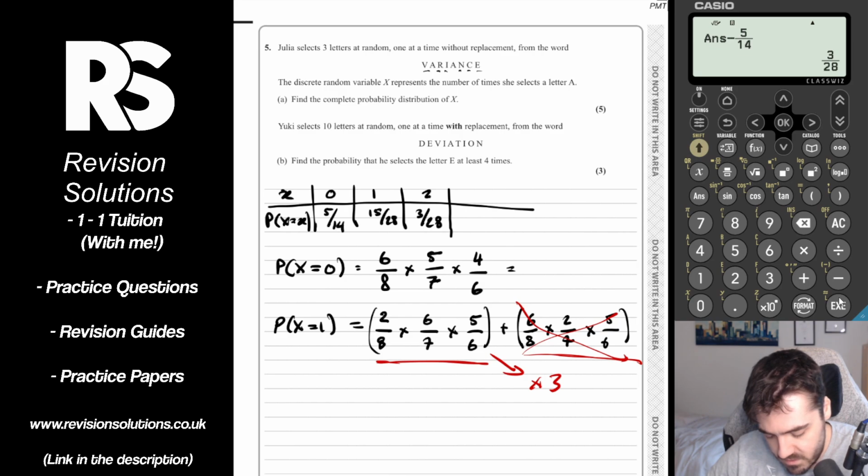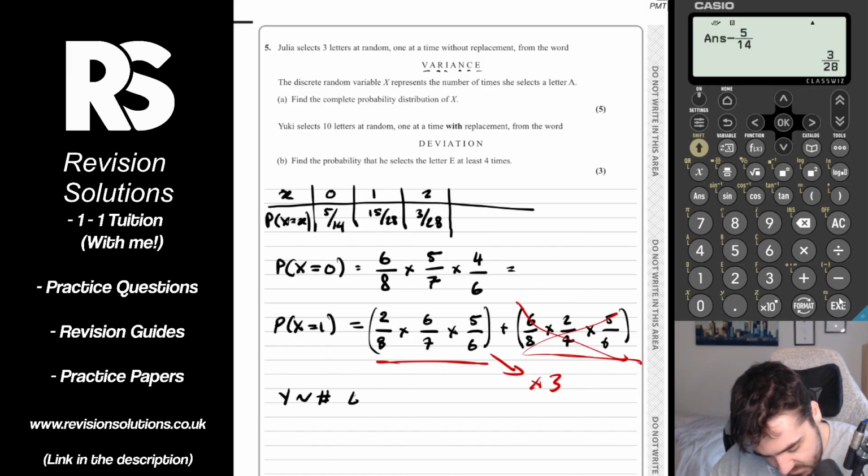So there's a couple ways we could go about this. Let's just think about the quickest way. Well, actually, no. This is just a binomial distribution now, isn't it? Because if we replace the letters, the probability of selecting an E is constant, isn't it? So let's define a random variable. Let's call Y the number of E's selected.